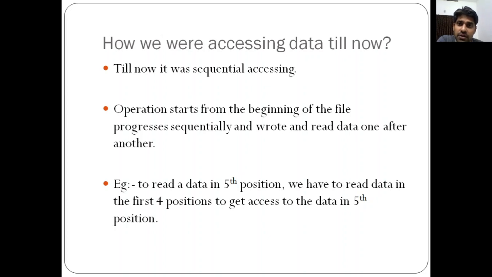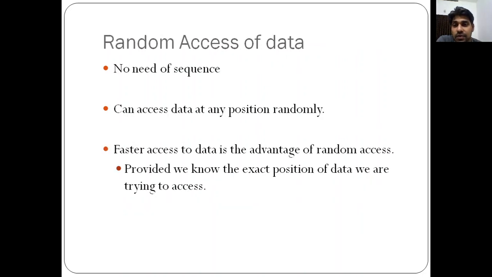If a file has some 100 contents or say 1000 contents, and you are going sequentially to access the 999th content, what happens? I need to waste a lot of time in the processing to reach that particular position. So we need some shortcuts to directly reach the position we intend to reach. That's what we are going to discuss now: the random access of data.